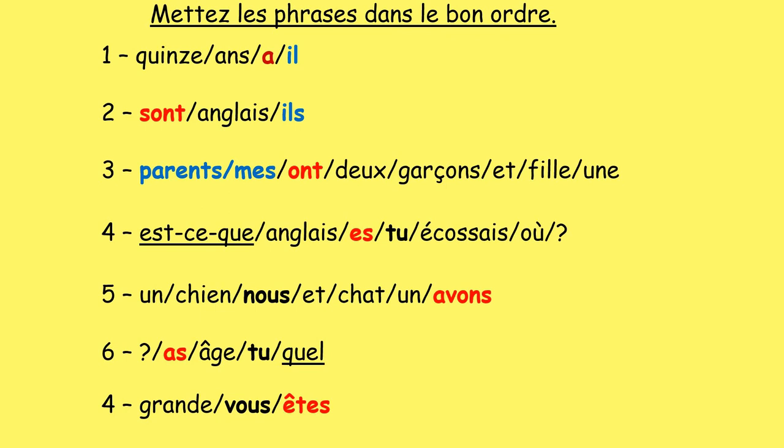Okay, let's go through these then. So number one, we should have il a 15 ans. There's my person. In blue, my verb is a, has, then 15 years. They are English. Ils sont anglais.